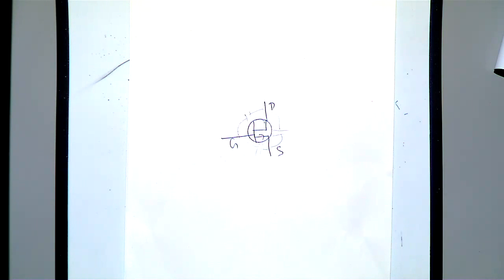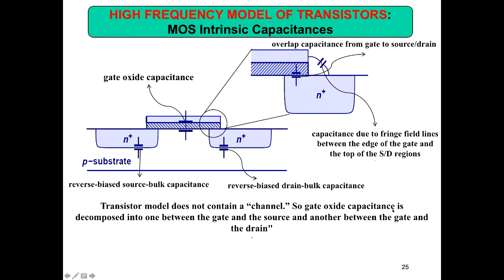In order to represent that in the model, the gate oxide capacitance is decomposed into one between gate and source and another between gate and drain. The capacitor between gate and channel we can't represent in the transistor symbol, because we can't draw it with the channel inside. You might ask why I want to represent it in the circuit. If you don't represent it in the symbol, you may have trouble when you draw the small signal. It is easy if you can represent it in the symbol, so we get much more insight.